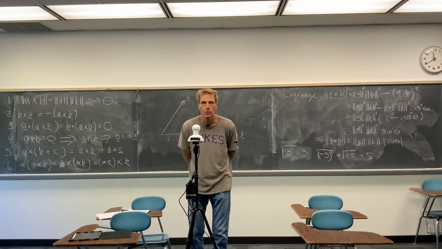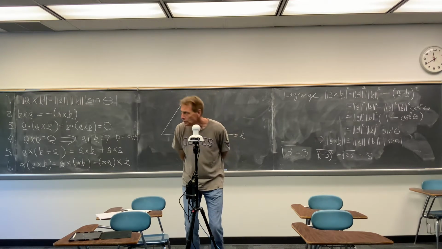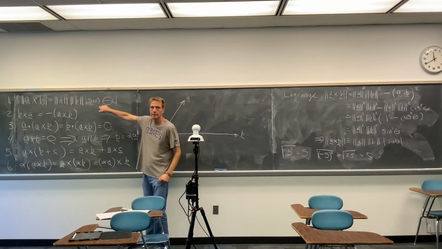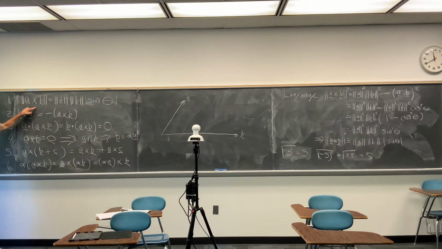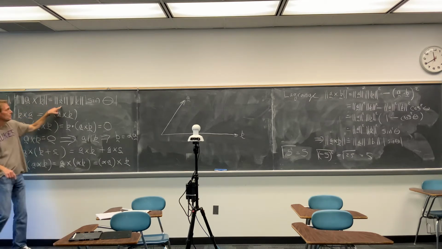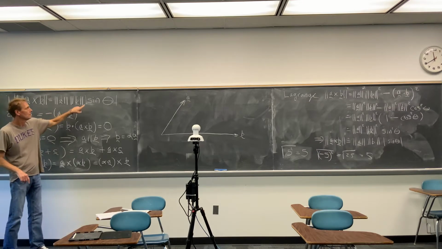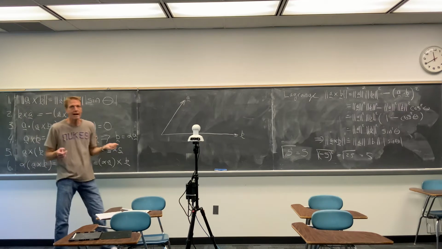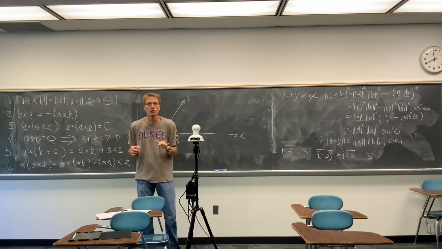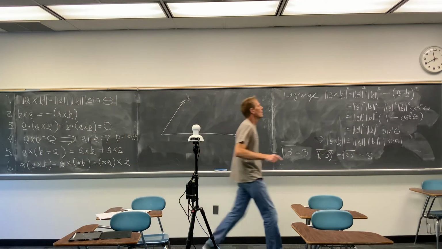Dr. Woods, you're saying too many words. If I ask you to prove number 1, read number 1 to me. The norm of A cross B is equal to the norm of A times the norm of B times the value of sine theta. That's very, very good, Stuart. That's what we're trying to show.